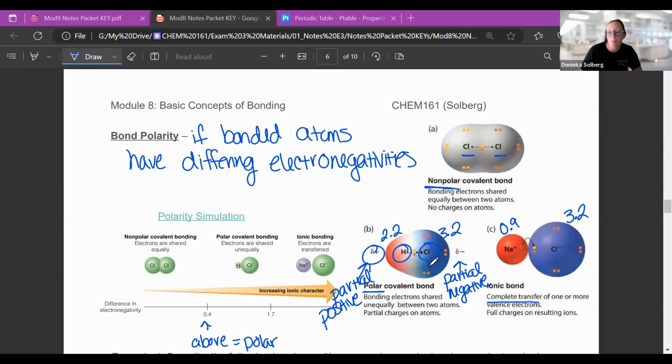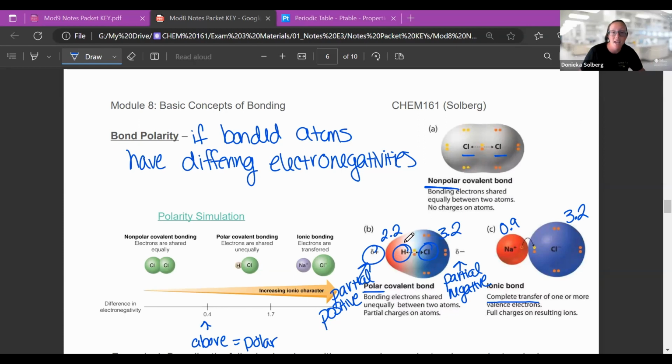So a polar bond is something that's covalent. We're still talking about sharing. It's just that one kind of hogs the electrons. So if you have hydrogen bonded to chlorine, for instance, hydrogen has an electronegativity of 2.2, whereas chlorine has an electronegativity of 3.2. So it actually kind of hogs the electrons, pulls them a little bit closer to itself. They're still sharing, but chlorine kind of hogs them a little bit.